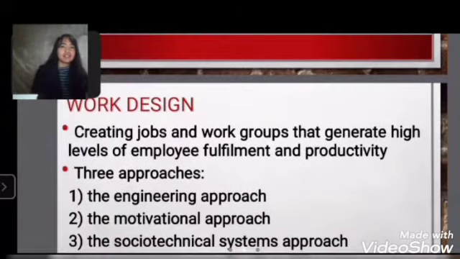Work design focuses on creating jobs and work groups that generate high levels of employee fulfillment and productivity. In technostructural intervention, work design can be a part of a larger employee involvement application because employees are involved when an organization designs or constructs their jobs.